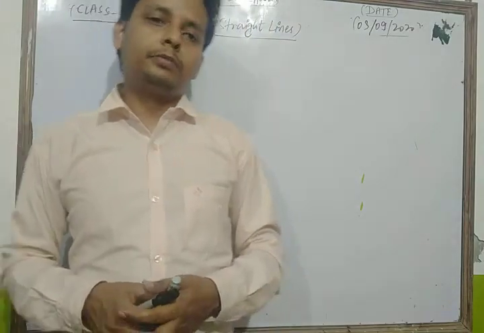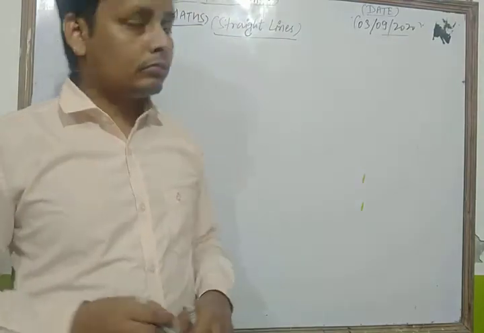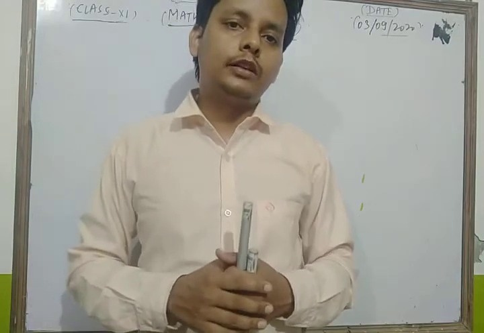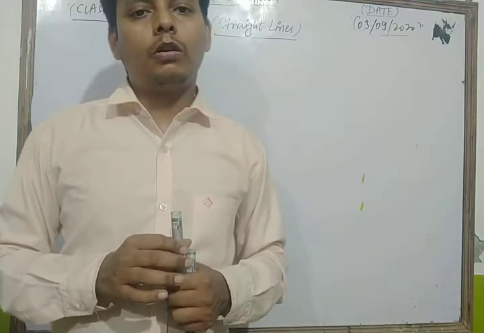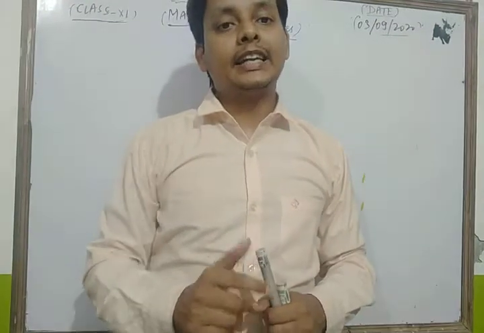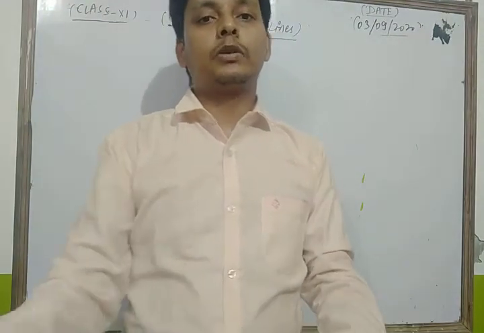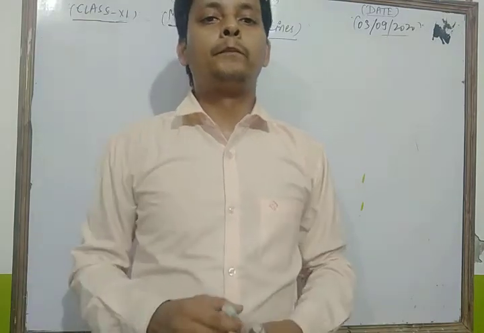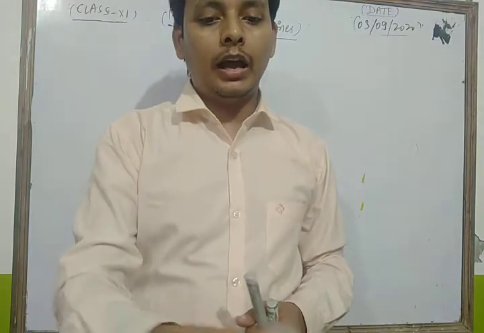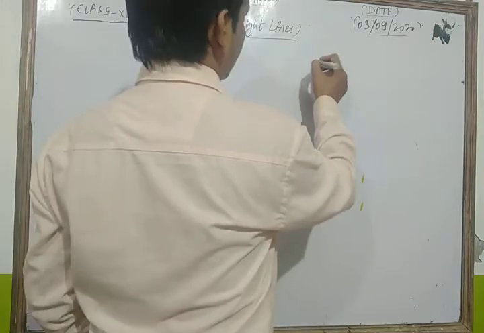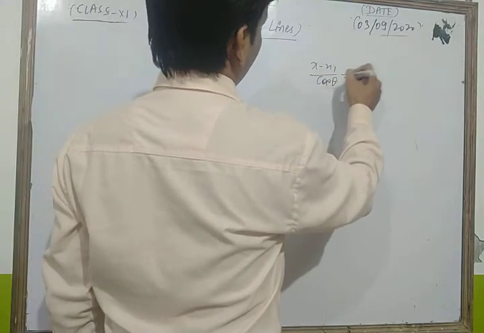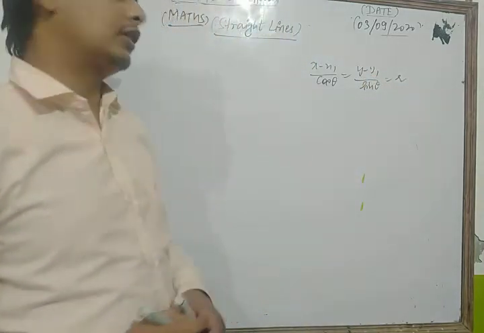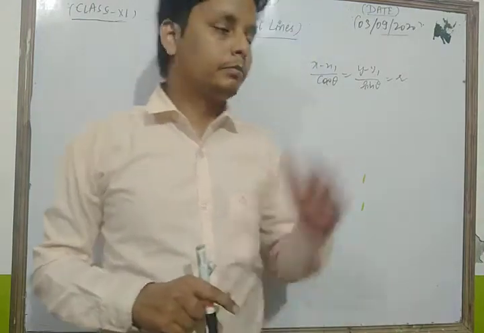Dear students, in the previous class we discussed the chapter straight line, and in that chapter we discussed the equation of a line in distance form. What is the equation of a line in distance form? We discussed (x - x1)/cos theta = (y - y1)/sin theta = r. We also solved some questions based on that topic.